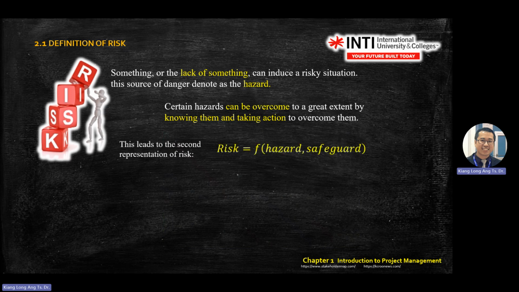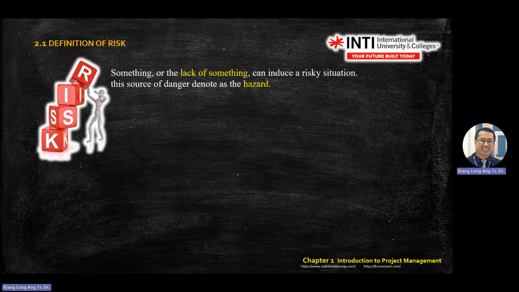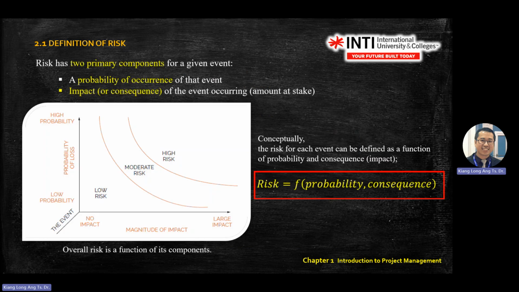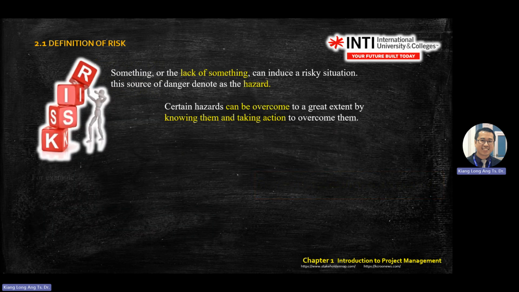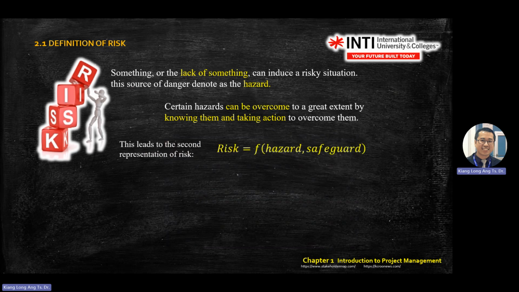So second definition of risk. Just now, risk is probability and consequences, right? This is the equation just now. Risk is a function of probability and consequences. Second definition, risk is also a function of hazard and safeguard. Safeguard means your safety precaution that avoids hazard. Okay, there's an X and Y here, or parameter A, parameter B.